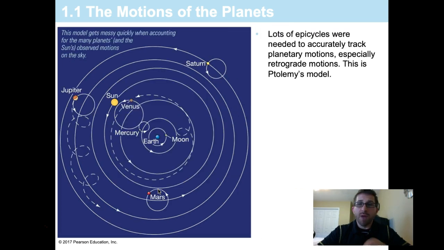These are just some models from the textbook that show the same things we've been discussing. So there's some retrograde motion of the planet Jupiter, for instance.